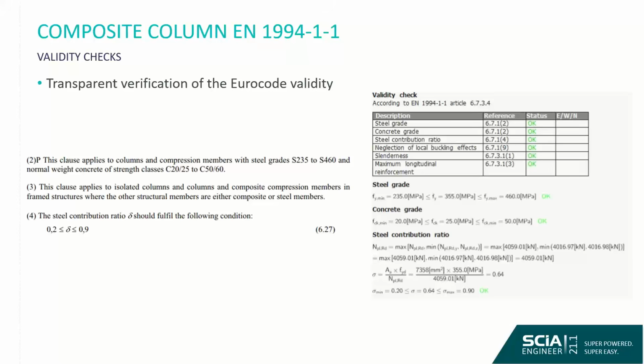Next thing that we will do before starting the Eurocode check is check if the column that we have is actually valid for this check. There are a few requirements of validity for the Eurocode composite column check to be used, mainly on the steel grades that can be used, the concrete grades that can be used, and the steel contribution ratio, for example, that all have to be checked. In the output of SCIA Engineer, you will very quickly see in this table if all the statuses are okay or not, and if they're not okay, you see the reference to where in the codes this rule is prescribed. So it is very easy for you to find out why your composite column cannot be checked and how to adapt it.